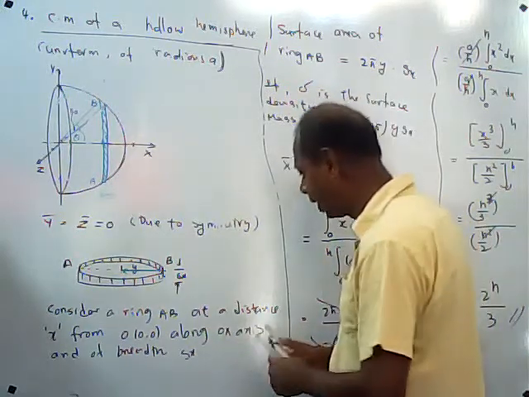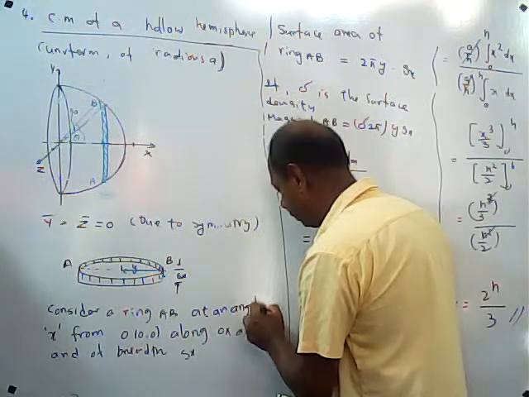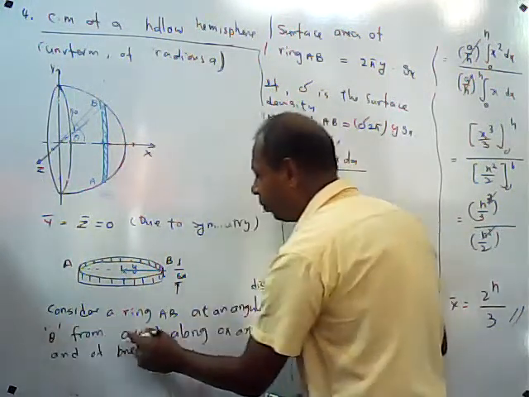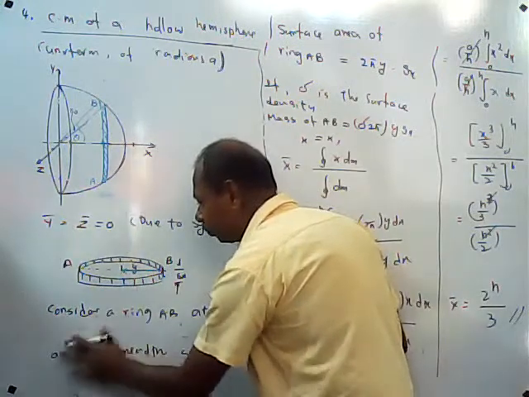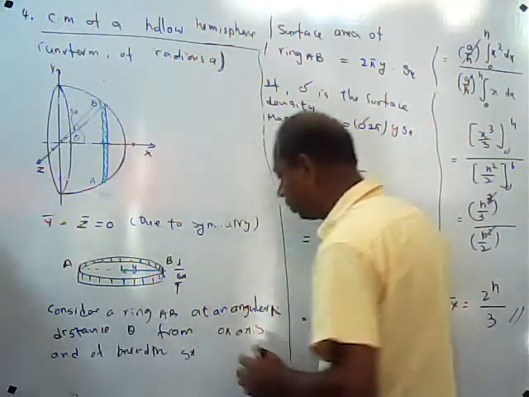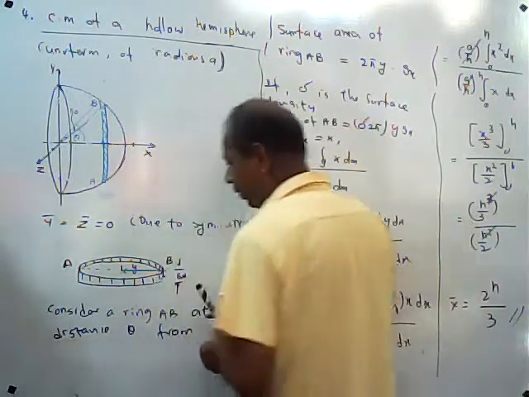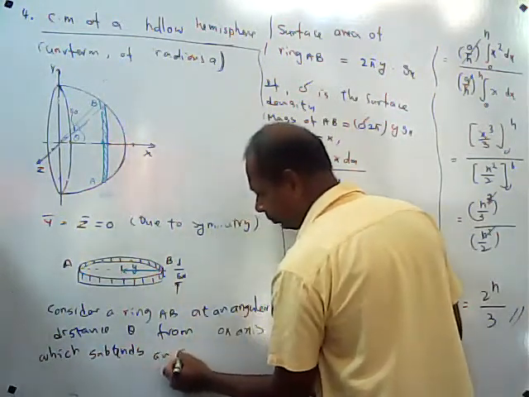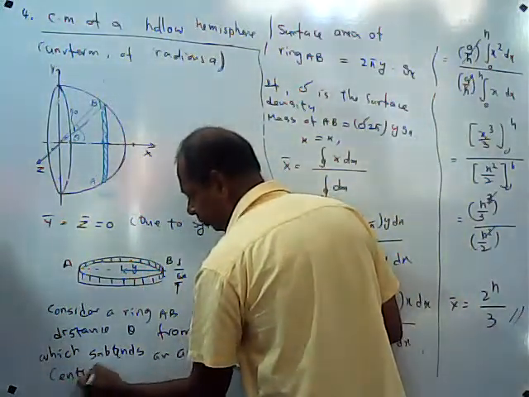Considering AB at an angular distance theta from OX axis, which subtends an angle delta theta at the center, right?